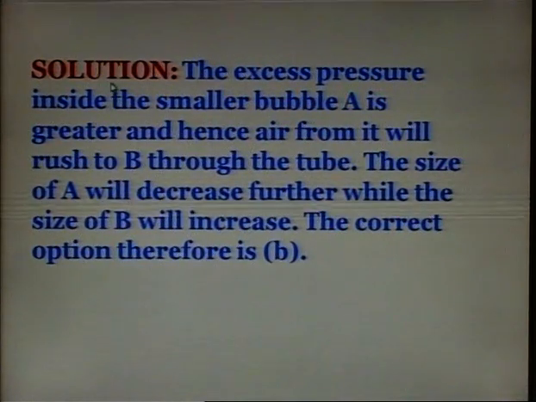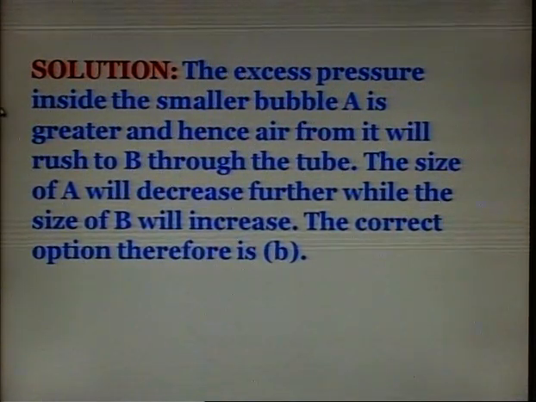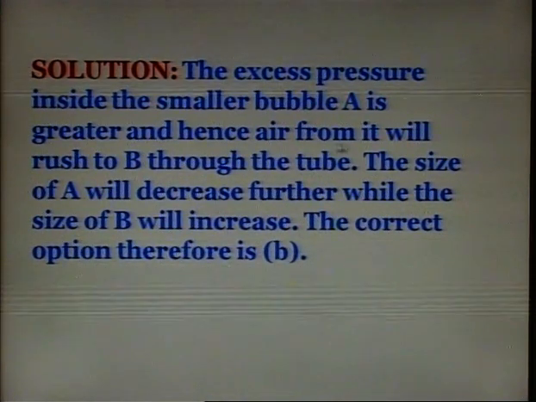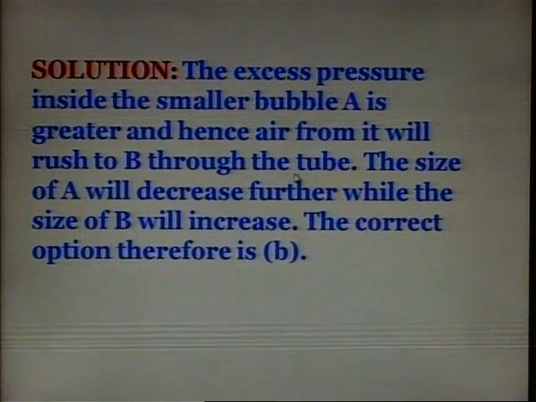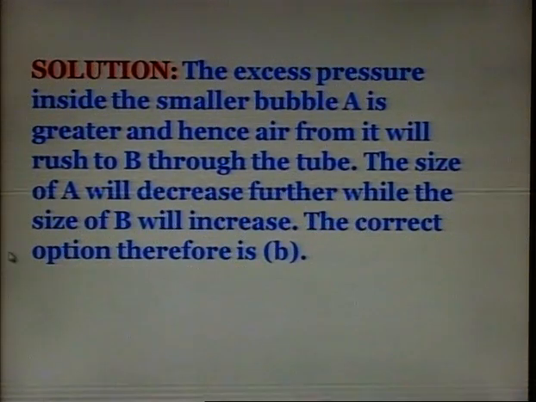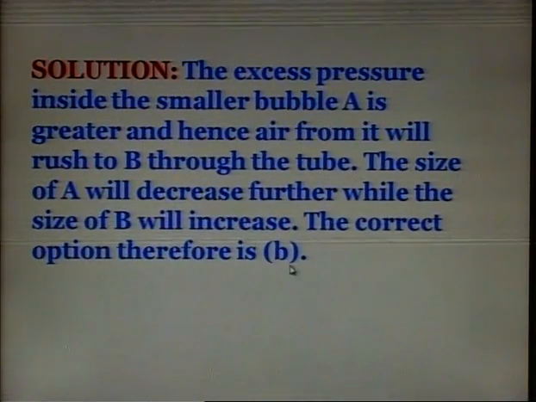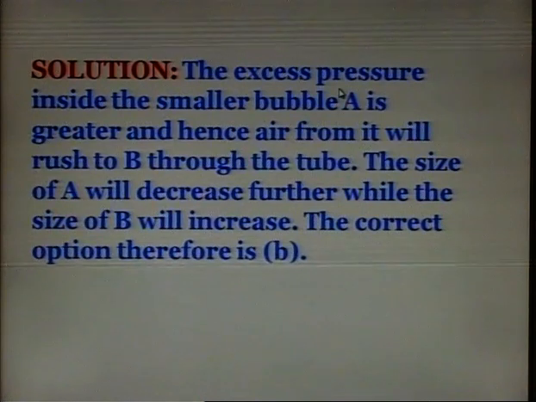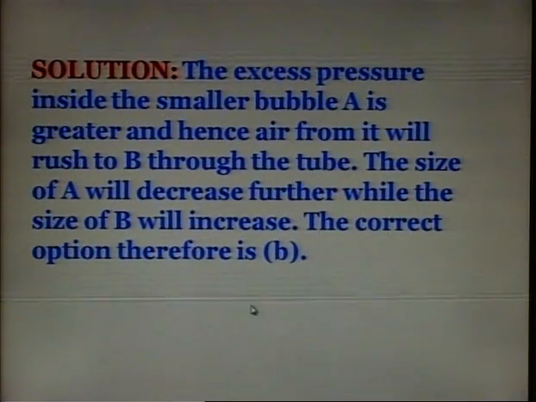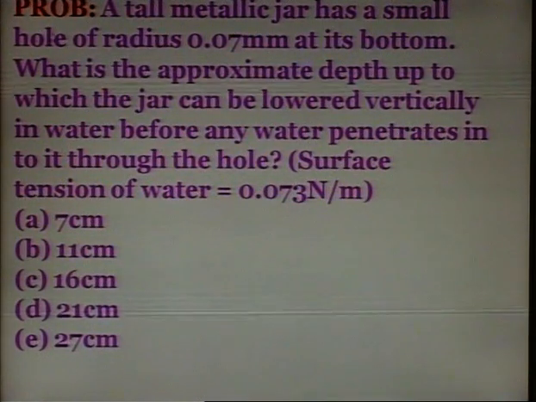Now let's see what happens. The excess pressure inside the smaller bubble A is greater and hence air from it will rush to B through the tube. The size of A will decrease further while the size of B will increase. So the correct option is B. The size of A will decrease further and the size of B will increase. So the answer option B is right.